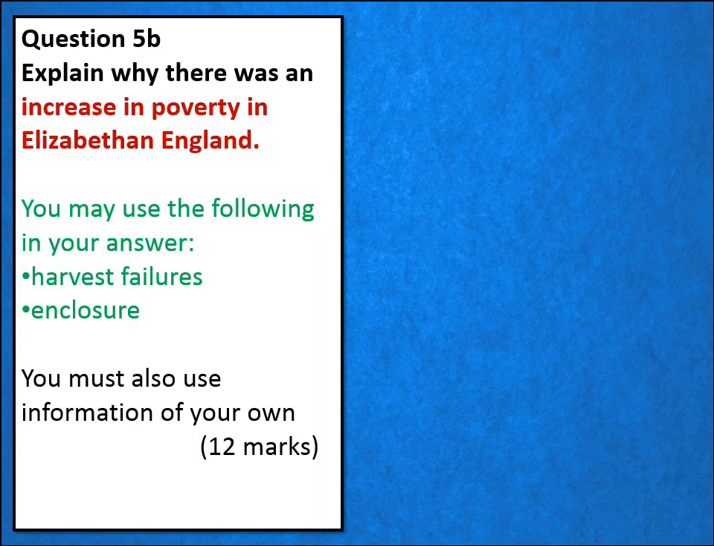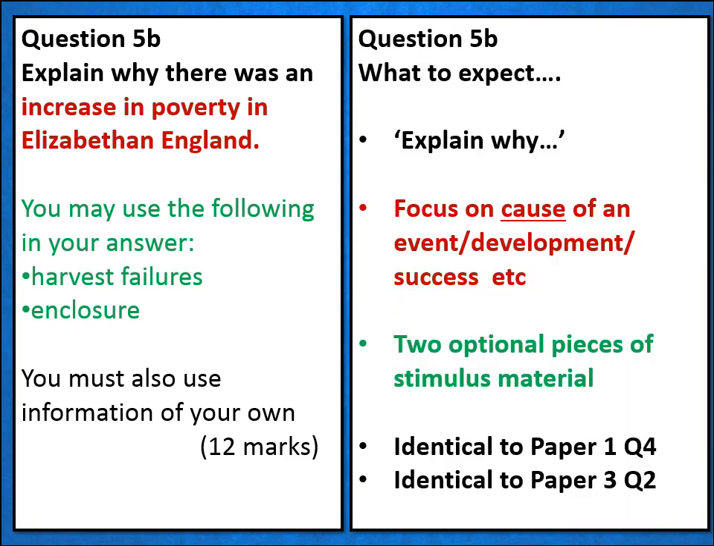Here's the question we're going to focus on. Explain why there was an increase in poverty in Elizabethan England. Now this is a typical explain question, and the format of the question is very standard. It will start with the root explain why, and then you're going to have the topic that you're going to be asked to focus on.